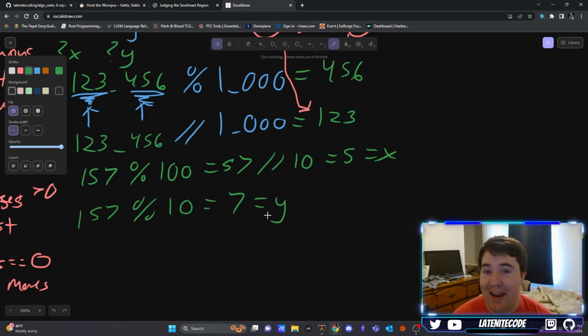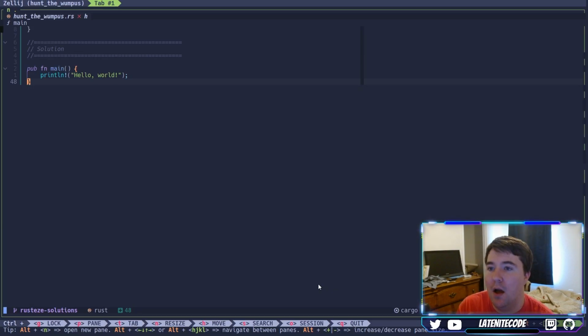So with that out of the way, let's just go ahead and jump in and actually start working on this problem. Okay, so now we're in the Hunt the Wumpus file and we're ready to start working on our solution. So let's start going through the steps as we remember them. The first thing that we were told from our input is that we're going to be given a seed value, which can go up to 10 to the 6th.